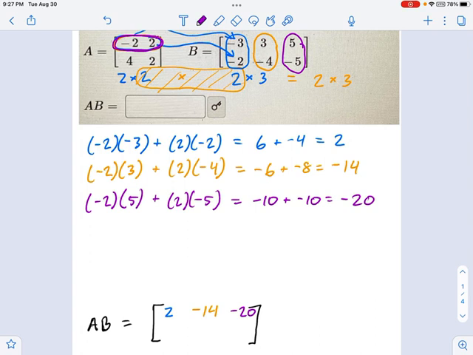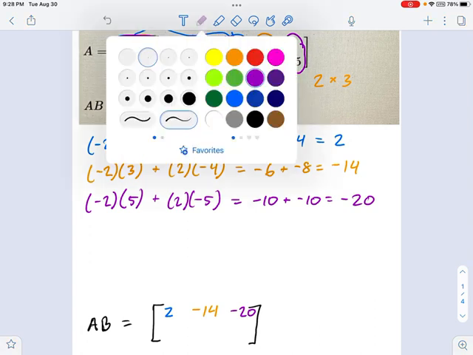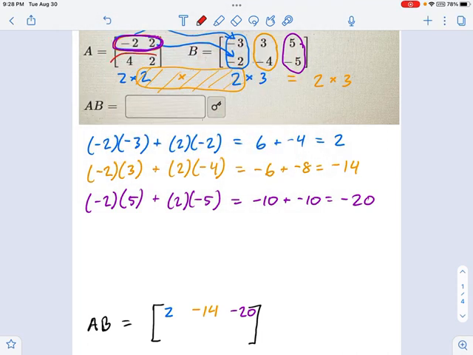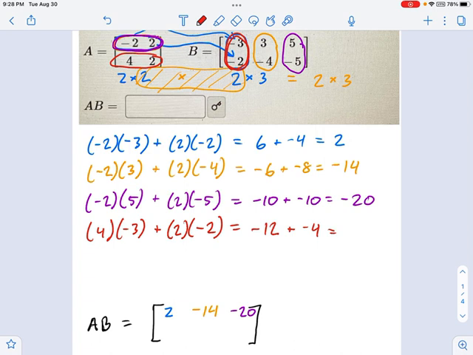Now, the bottom row of the product matrix AB is accomplished simply by using the bottom row of A. So I'm going to multiply 4 and 2 against, well, start on the left again. This is going to be 4 times -3 and 2 times -2. So that equals -12 plus -4. Look at that, we got another negative value, -16. Okay, and on and on and on until you're done filling in all 6 entries of the product matrix.